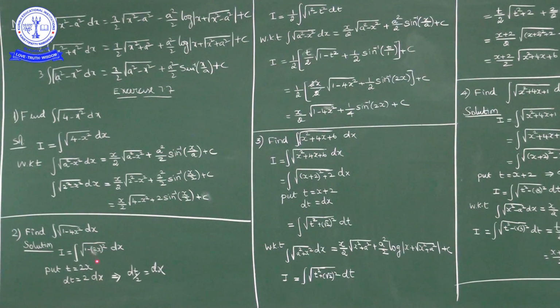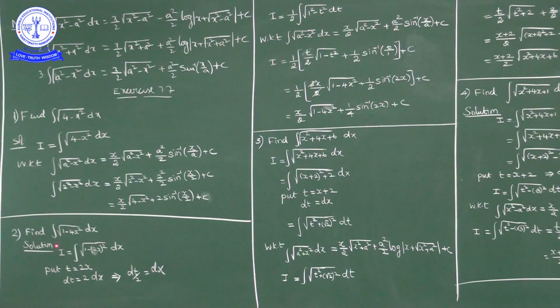Now here, in place of 2x I will write another variable t. Put 2x is equal to t. So dx equals what? dx equals half dt. Nothing but t equals 2x, dt equals 2 dx. So dx is equal to, cross multiplying, 1 by 2 dt.